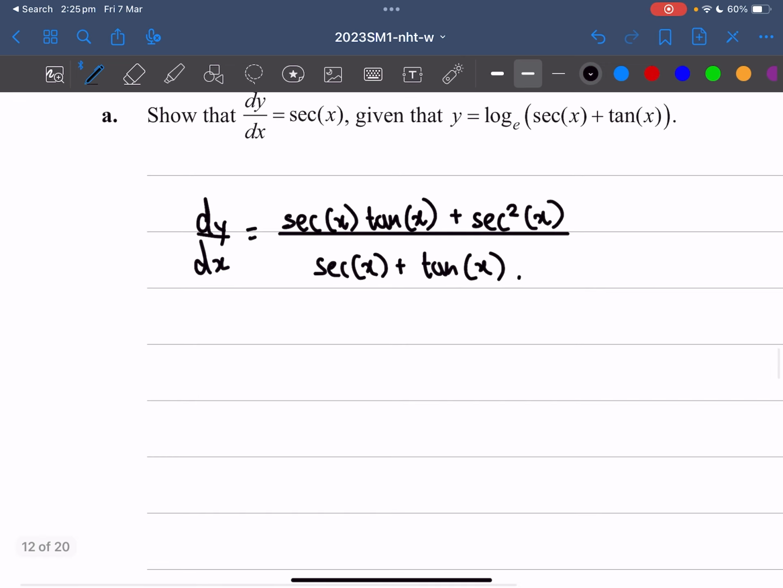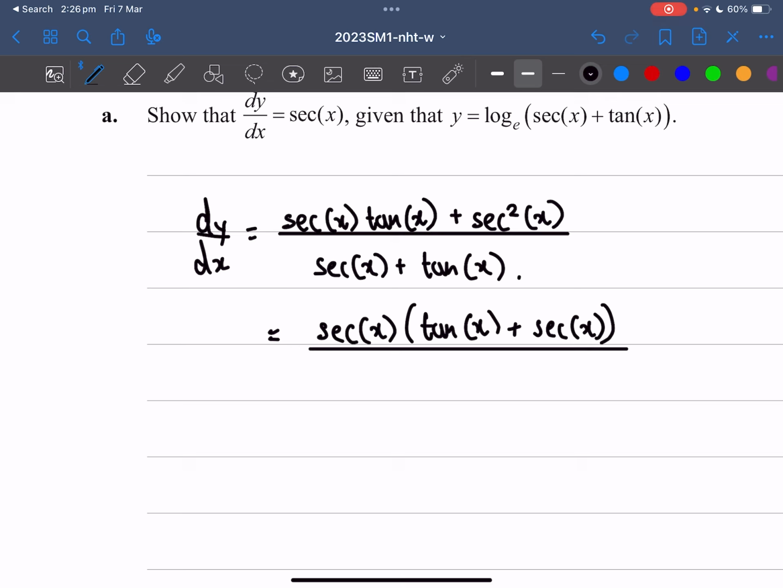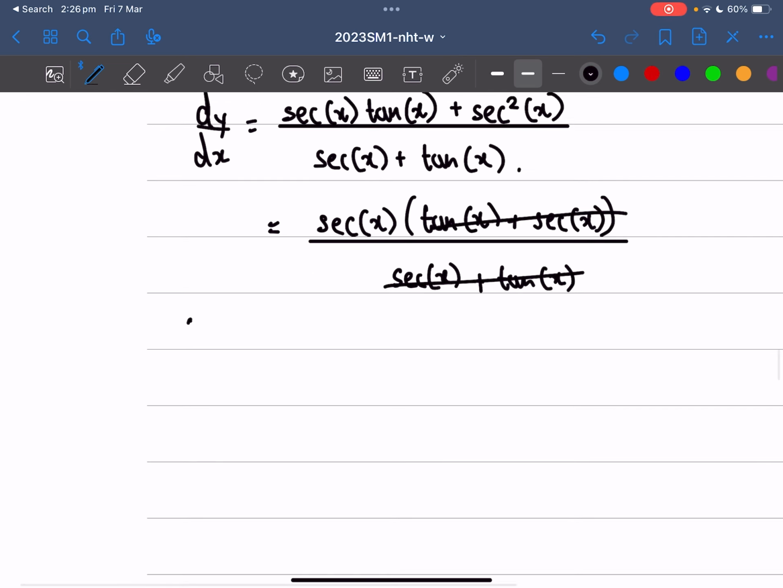Okay, and then we can take out secant of x as the common factor in the numerator. So we will have tangent of x plus secant of x divided by secant of x plus tangent of x. So cancel, cancel. So that leaves us with, therefore, dy/dx is equal to secant of x. All right?